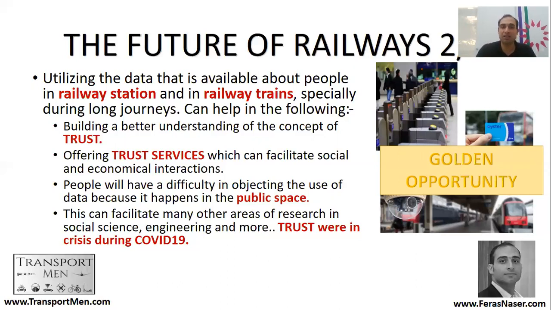So utilizing the data that is available about people in railway stations and in railway trains, specifically during long journeys, can help in the following. Building a better understanding of the concept of trust. We don't know how far we will reach, but we will definitely gain some understanding of people's behavior. Offering trust services, which can facilitate social and economic interactions. And people will have difficulty objecting to the use of data. This is an opportunity we don't have over smartphones or other kinds of technology, because it happens in public space.